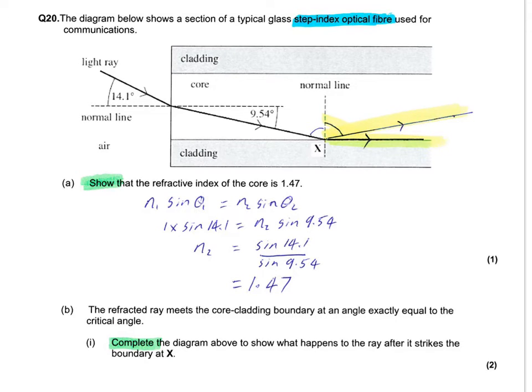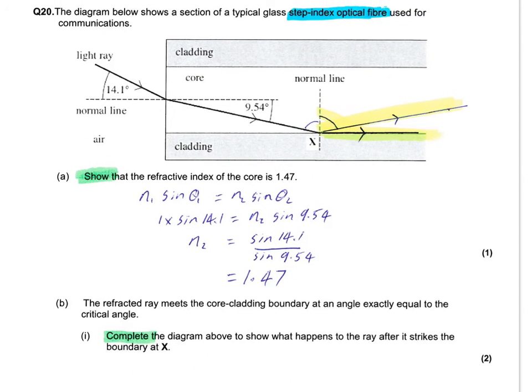Bit hard to do here because it turns out this isn't drawn to scale. That's a little bit more than 9.54 degrees. But make sure that you make those angles the same and label them as being the same, which is certainly something I could have added there.